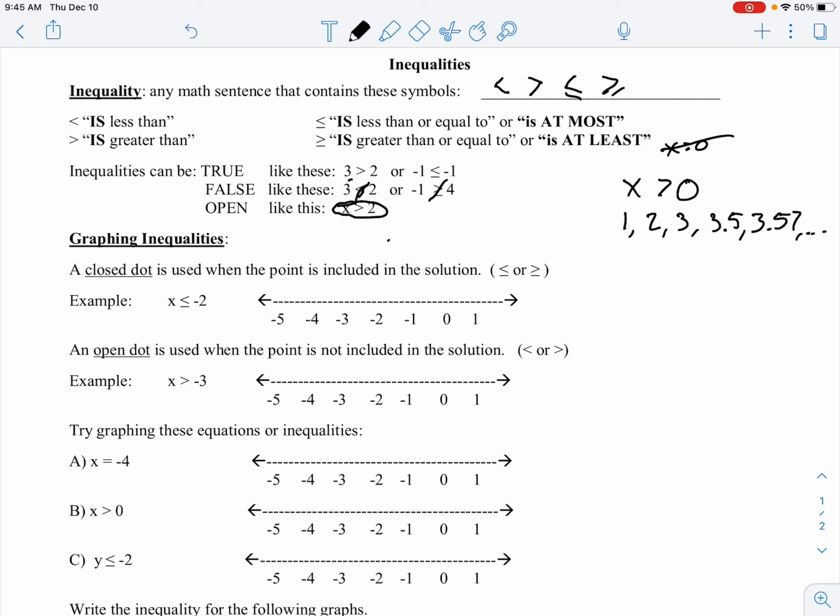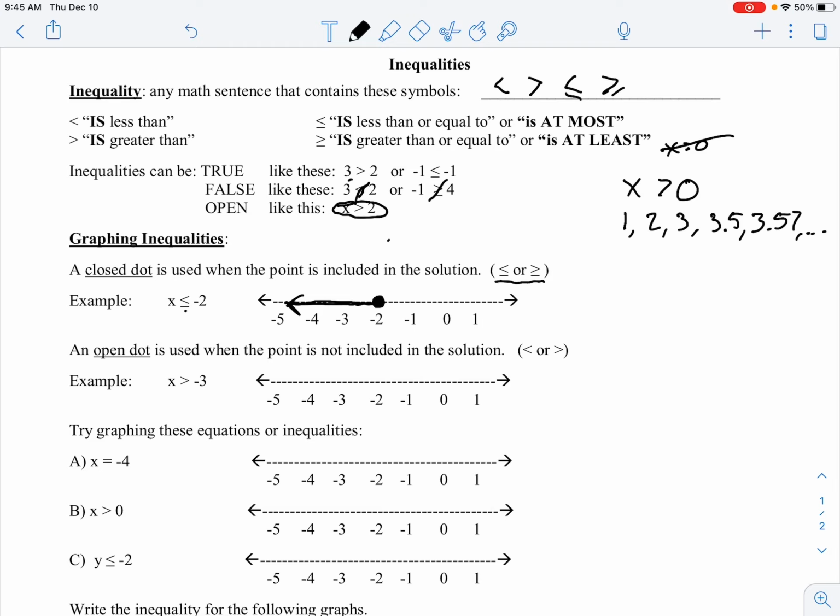So when we are graphing inequalities, we want to pay close attention to the symbol that's being used, because if we have a greater than or equal to or less than or equal to sign, such as right here, then we need to use a closed dot when we are graphing this thing. So for the example, x is less than or equal to -2, well, we want to create a closed dot on our graph, and everything that is less than -2 is going to work for this. So we want to draw an arrow showing all the solutions that work.